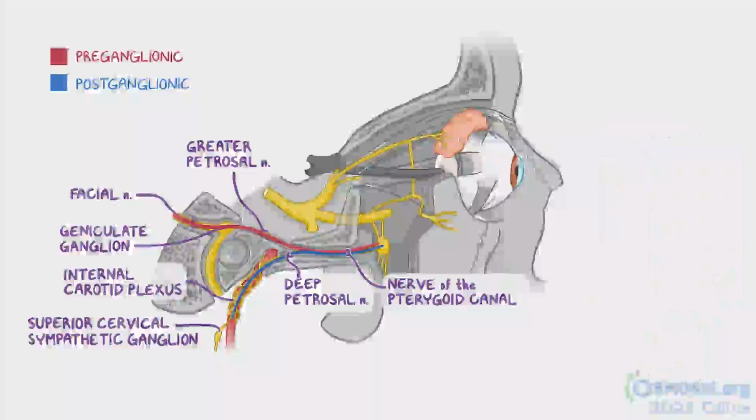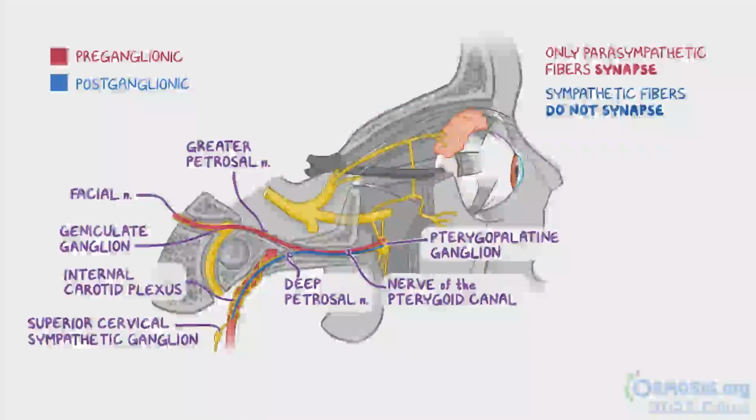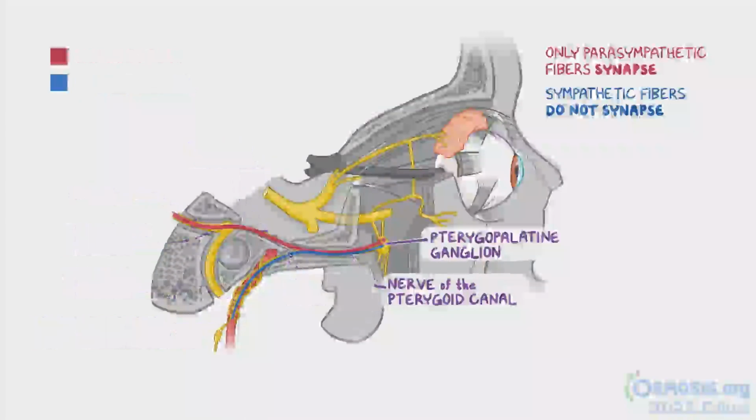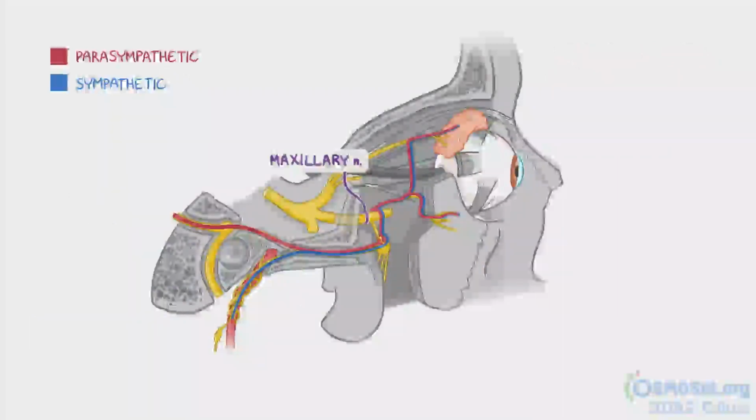Once it enters the fossa, it passes through the pterygopalatine ganglion, where only the parasympathetic fibers from the greater petrosal nerve synapse. The sympathetic fibers from the deep petrosal nerve do not synapse in the ganglion, but instead pass directly through. Both the parasympathetic and sympathetic fibers leave the ganglion with branches of the maxillary nerve, on which they hitchhike to their targets.